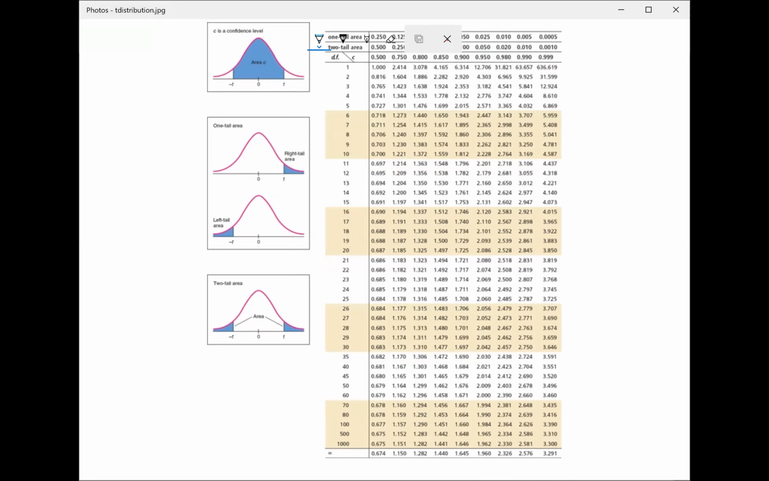Let's annotate this. So 0.95 is right here, and we have 6 degrees of freedom. That's right here. And so we see that that's telling us that our T of 0.95, when we have 6 degrees of freedom, is 2.447. All right, so that is the critical value there.